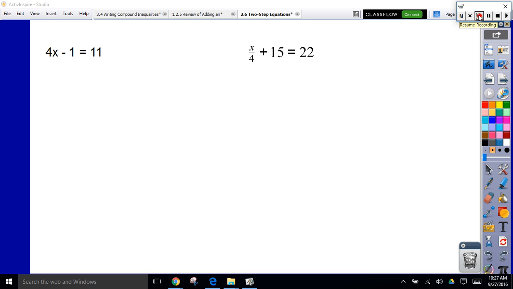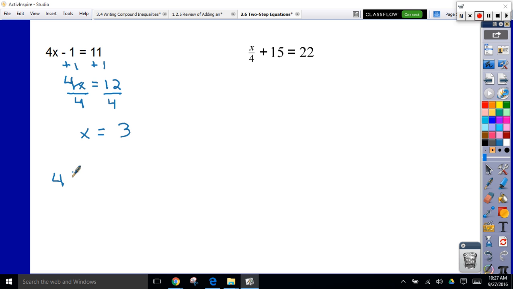Levi, can you tell me what to do first on this one? You add 1. Good. Add 1 to both sides. Well said. Okay, so we end up with what, Levi? 4x equals 12. Good. Now what do I do? You divide. Good. Divide by 4 on both sides. Okay, and I end up with x equals 3. Excellent. And we can check that.